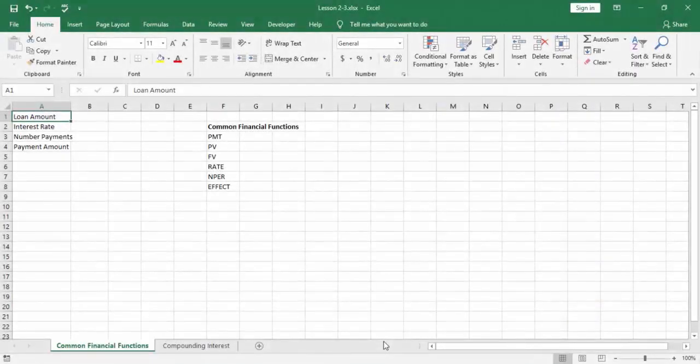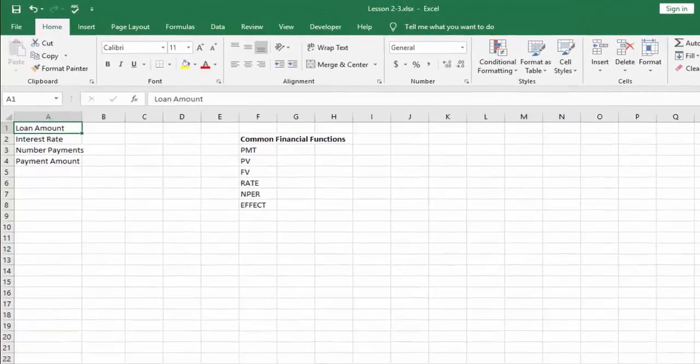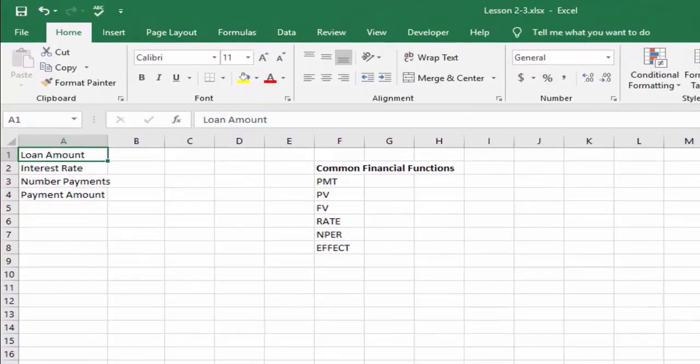In this video, we'll talk through how to use some common financial functions that are built into Excel. Now that you know something about how to use functions and arguments for functions, we'll use some more advanced functions.